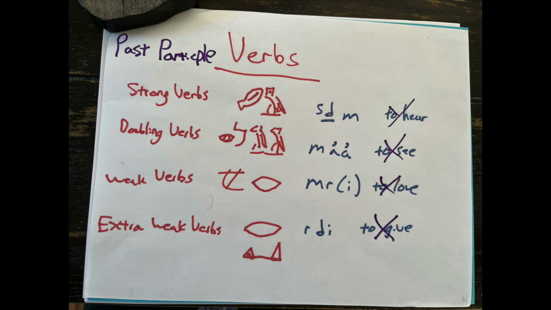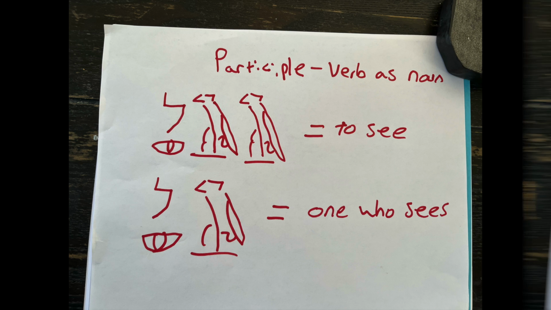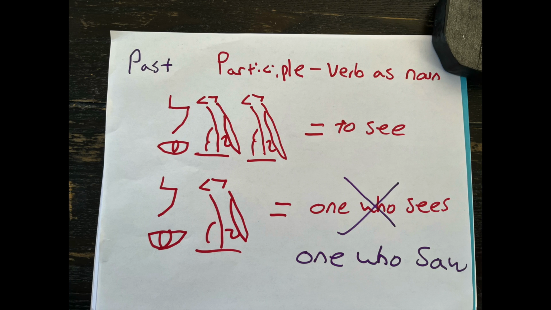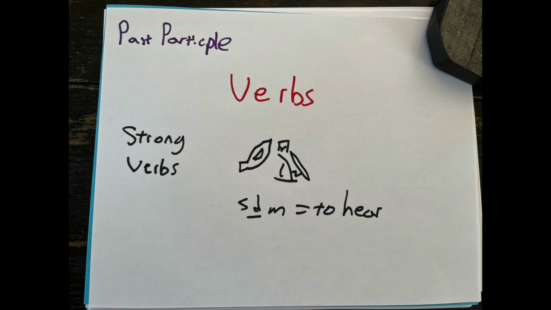So the past participle version of that verb makes the verb act as a noun. So if we look at the verb to see, ma'ah, as a participle, because doubling verbs don't double in the participle, it changes from to see to one who sees. So it's the same verb, it just takes on a different meaning, and it's now describing the subject, if you will, of the sentence. So a past participle then becomes, instead of one who hears, it's one who heard, one who saw, one who loved, one who gave. So you're putting the verb into past tense, but still including the noun aspect.